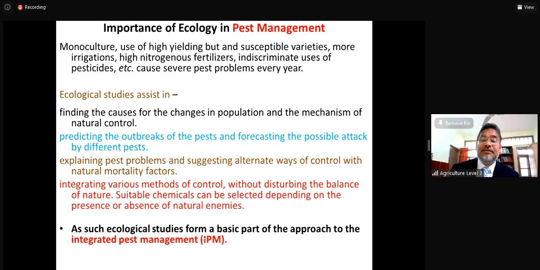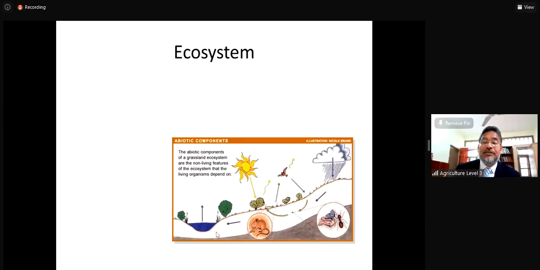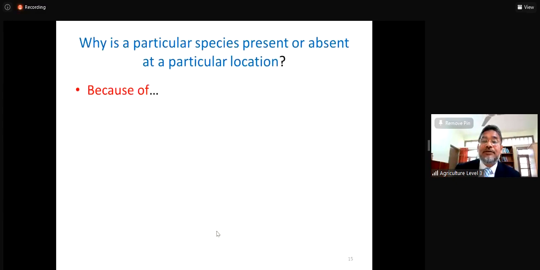So what does it mean? You will have to use all the suitable options as compatible as possible in a manner, so to reduce the pest populations to a level which will not cause economic damage to the crop or to our properties. So how can we integrate them? That basic part or basic informations will come from the studies of ecology. So in this way, we can say we need to know ecology.